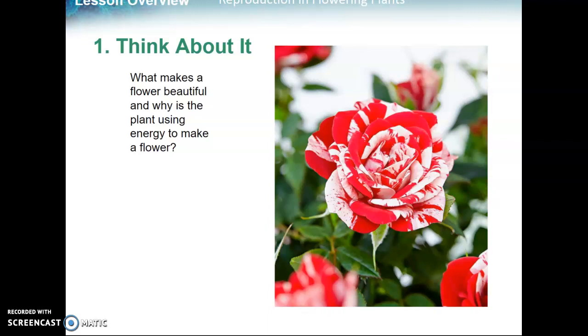Mr. Harper here, and we are starting a brand new unit, and I bet you can guess by looking at this picture what it's going to be about. Yes, you are right, this new unit is on flowers.